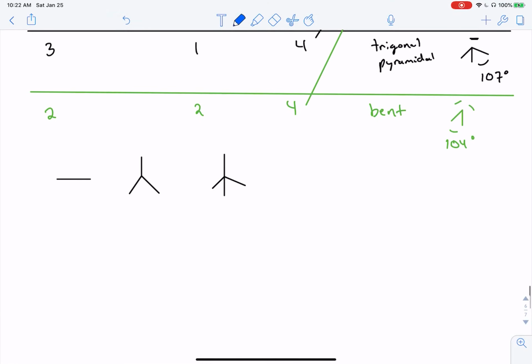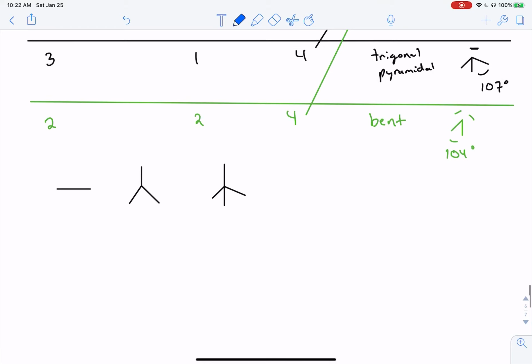Sorry. Questions about geometry before we move on, because now we're going to talk about polarity and IMFs and things like that. Sorry. They're just grabbing a donut. Okay. All right.